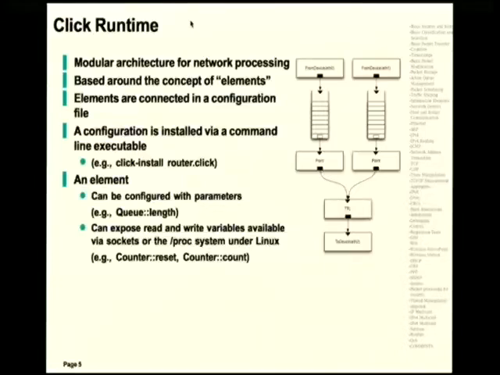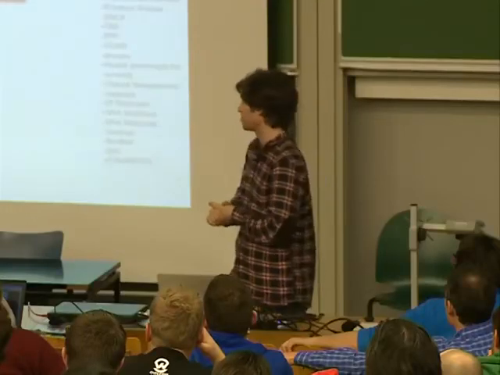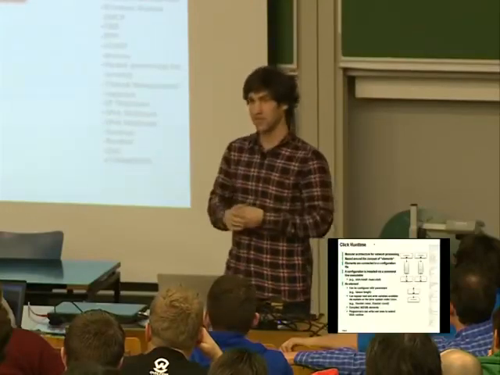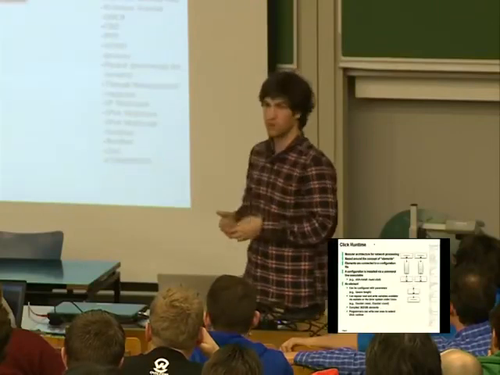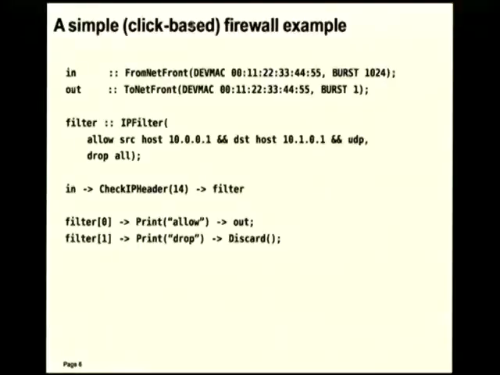These elements are exposed, for example if we have a counter on an interface, via variables on the /proc file system. For example, the counter element is read-only, and to reset the counter, you just write 1. For ClickOS, we compile 262 of these elements, excluding the ones that deal with the file system. And if you want to further extend Click, you can just write new elements. It's quite easy.